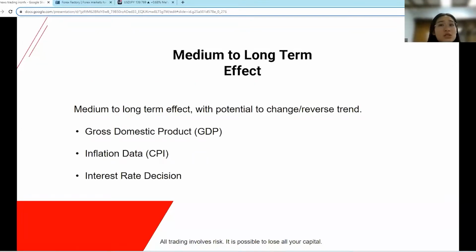The medium to long-term effect events have a potential to change or reverse a trend, and these events include GDP, inflation data or CPI, as well as any interest rate decisions.